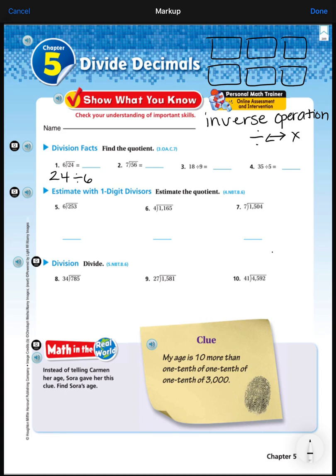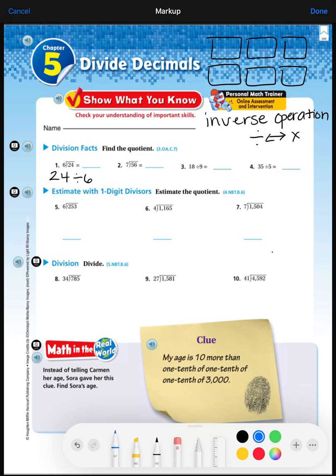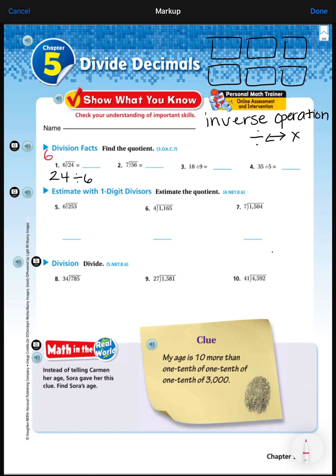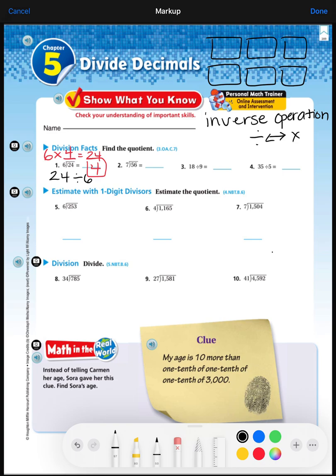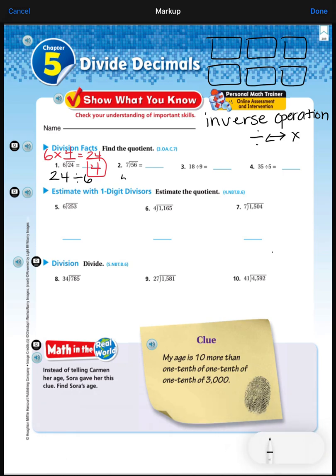So we can think of it in terms of multiplication as well. So 24 divided by 6. First thing we want to do is we want to think 6 multiplied, I'm going to use red, 6 multiplied by what is equal to 24? Well, basic math facts tell us that 6 multiplied by 4 is equal to 24. Therefore, 24 divided by 6 is just 4. I know we ran out of room there, but I'll circle it. Okay, let's look at the next one.